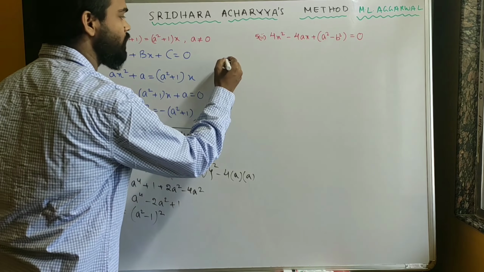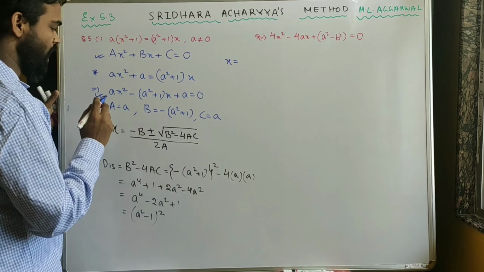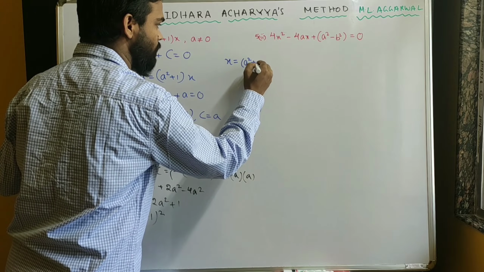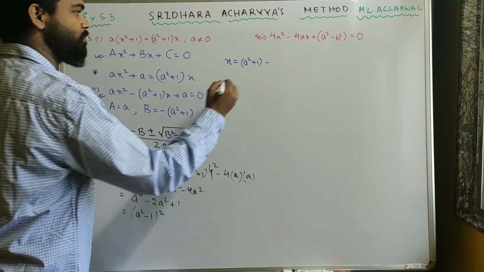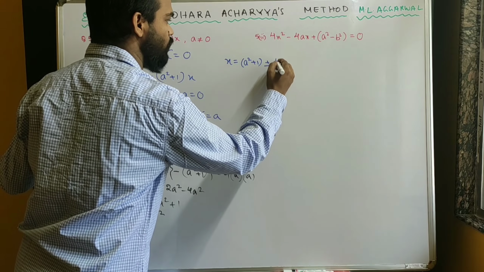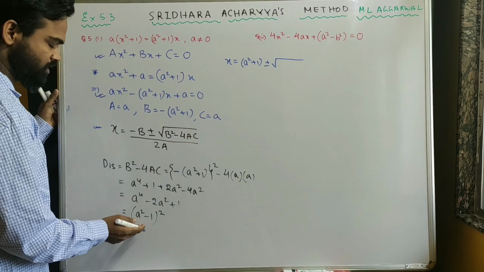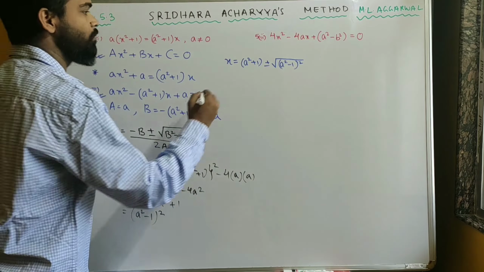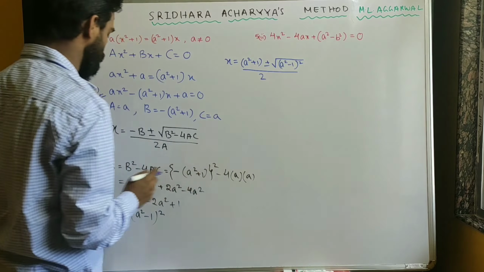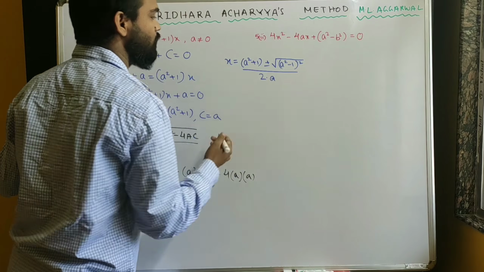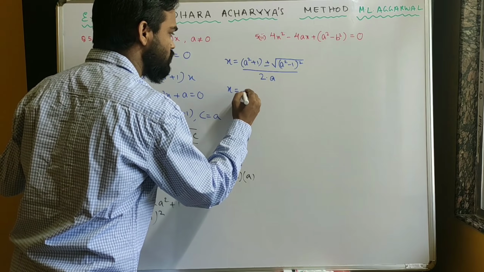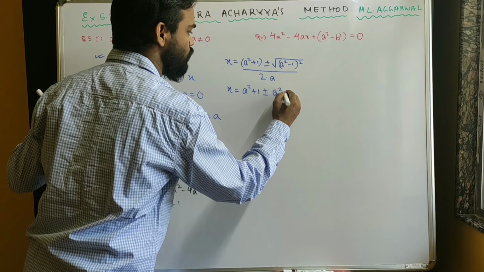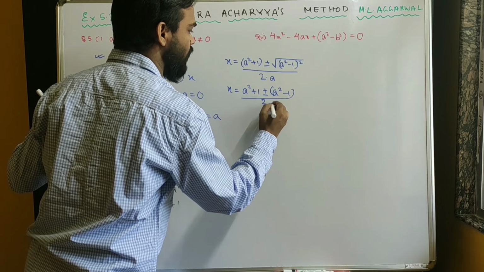Now I'll put the value. So your x is what? Minus b, which means minus of minus, this becomes a square plus 1 plus minus root of b square minus 4ac, which is simply a square minus 1 whole square, by 2a. Your a is small a only. Now we'll simplify this. So your x is what? A square plus 1 plus minus, the root goes away, so a square minus 1 by 2a.